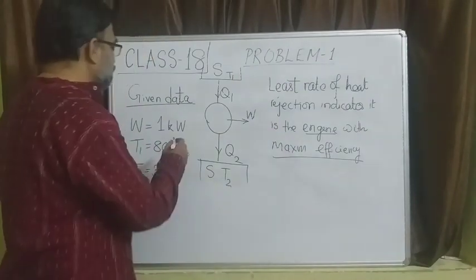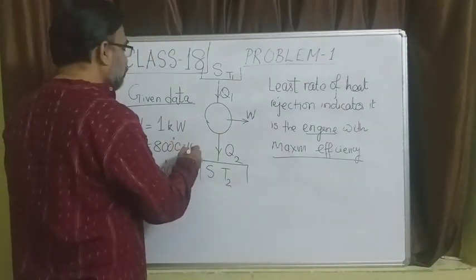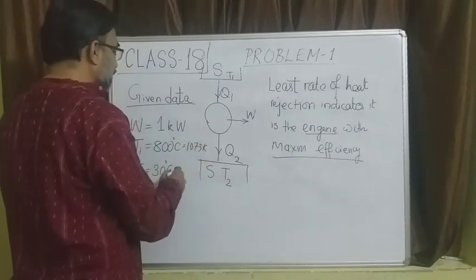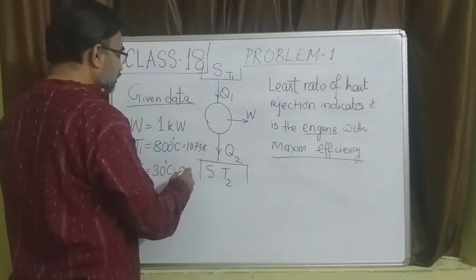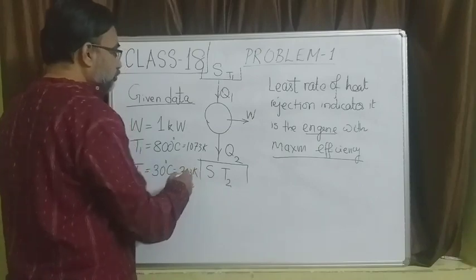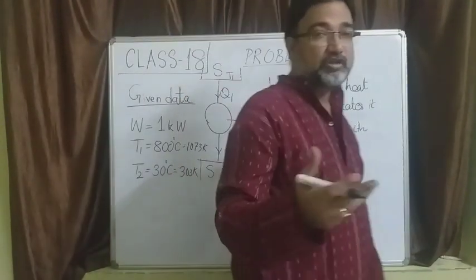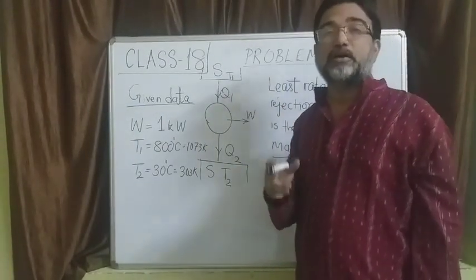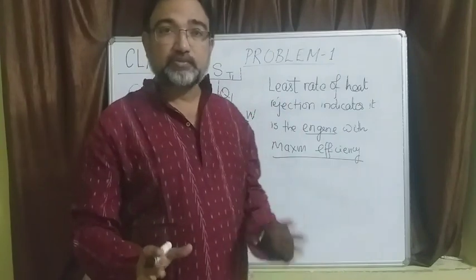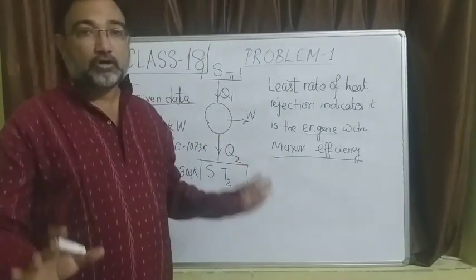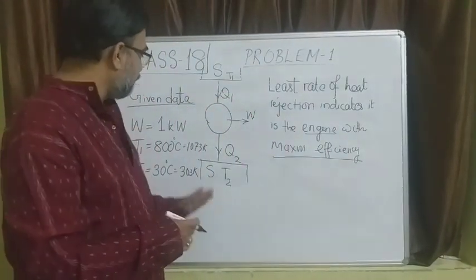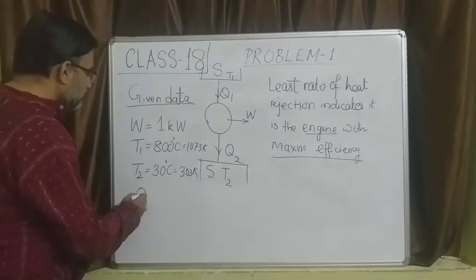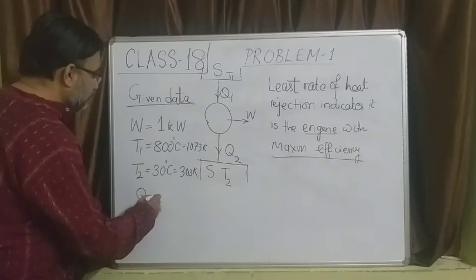So 800 degree centigrade is 1073 Kelvin and 30 degree centigrade is 303 Kelvin. You know how to convert degree centigrade to Kelvin? Just by adding 273. And you know that the expression 1 minus T2 by T1 contains the T terms expressed in Kelvin only, not in degree Celsius or degree Fahrenheit. So we converted them. And what is to be found out? We have to find out Q2.